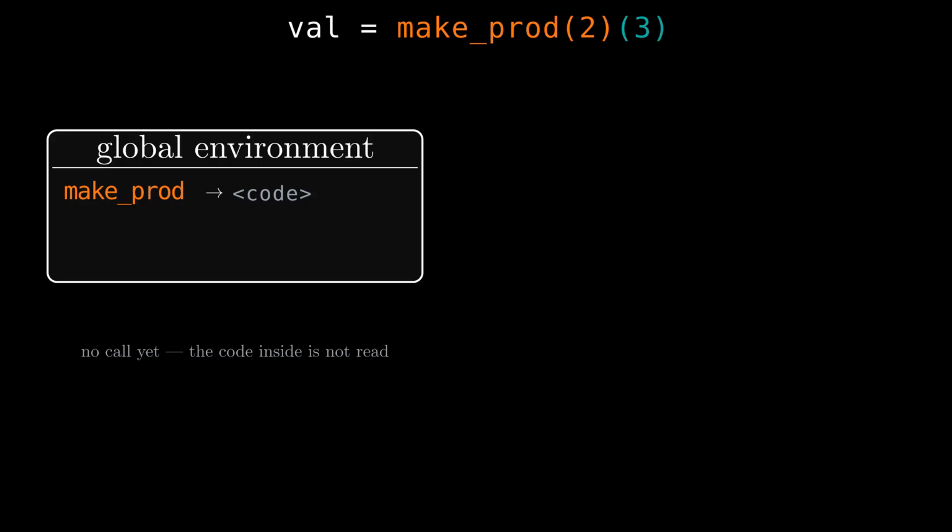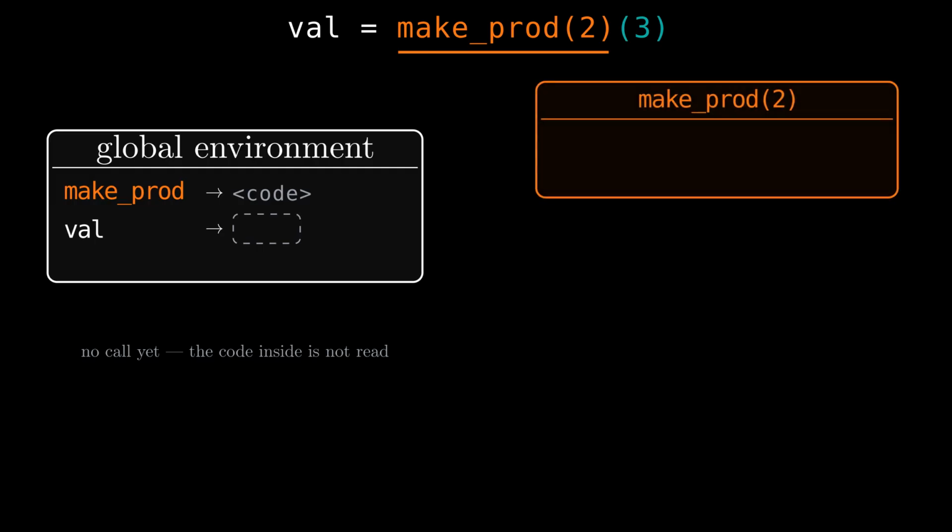Val is set to something, so the name val appears in the global environment, waiting for a value. To get that value, Python must make the call, and the calls go left to right, so the first one is make_prod of 2. Every function call creates a new environment, so a second box appears, the scope of this call to make_prod, and the global environment now sits and waits to find out what comes back.